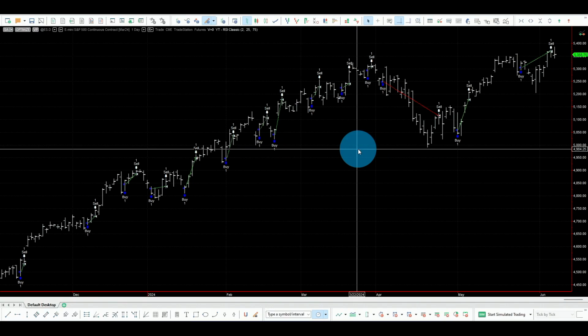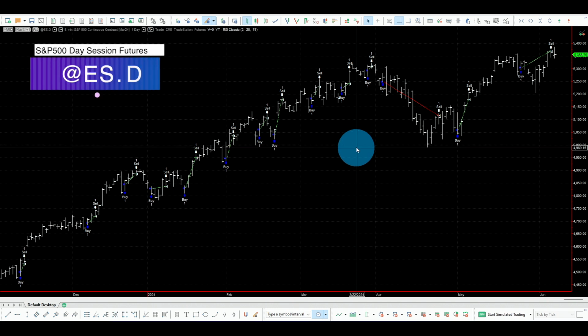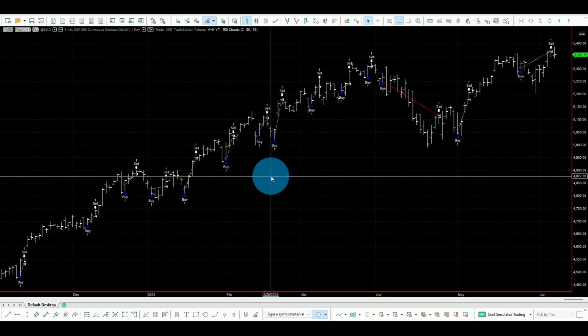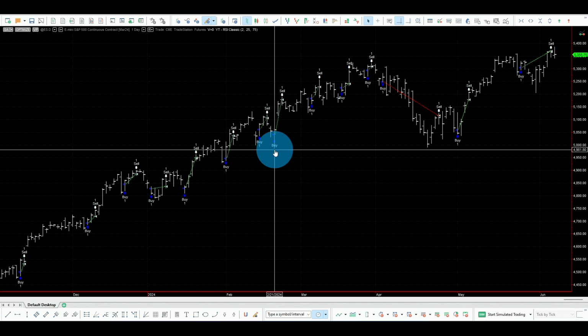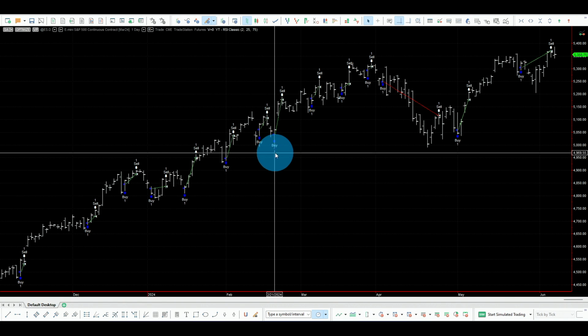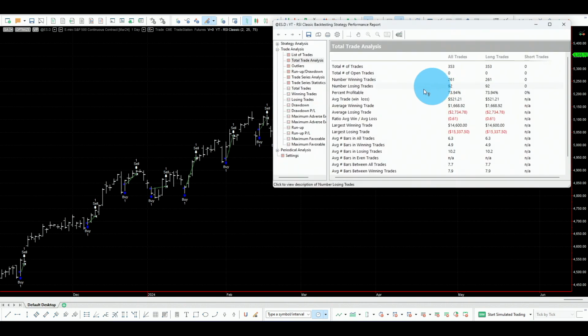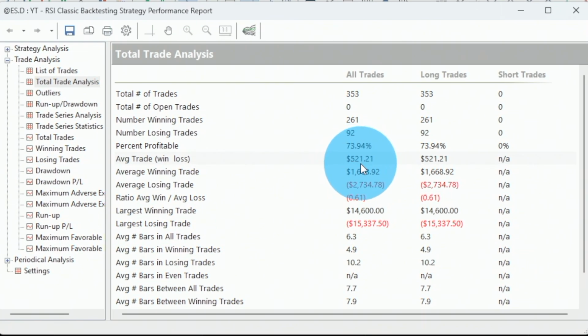So that means it's a signal, not a filter. Here I have the ES Mini S&P 500 futures, and I have the RSI 2 strategy applied, which is the RSI period 2: when it goes below 25, we buy, and when it goes above 75, we sell. The strategy behaves really well on the S&P 500. On average, we get about $520 per trade with almost 74% win rate.